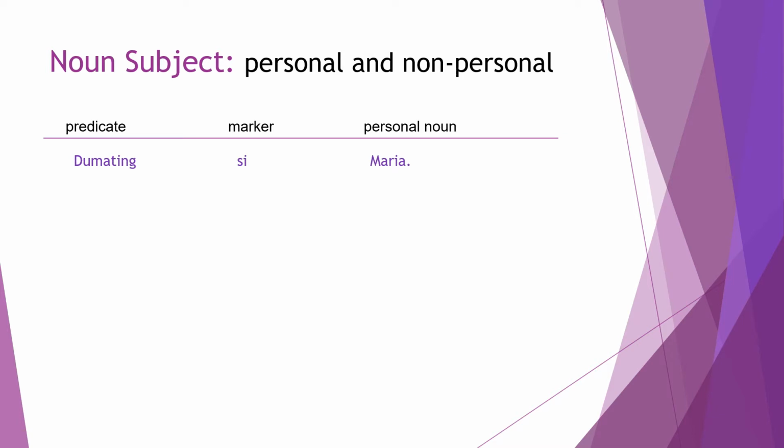Dumating si Maria. In English, it means Maria came. Maria is a name of a person, right? So that's why it belongs to a personal noun. Dumating here means came in English, and that's our predicate in this sentence.